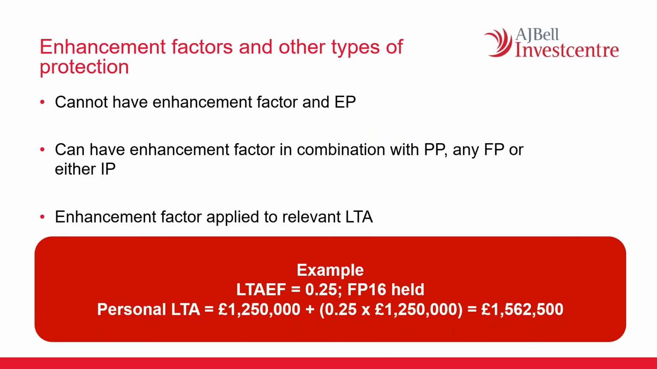So if you have somebody who has a lifetime allowance enhancement factor of 0.25 and they have fixed protection 16, then you would apply that 0.25 to their fixed protection level of 1.25 million. So they would have a personal lifetime allowance of 1.5625 million on there.